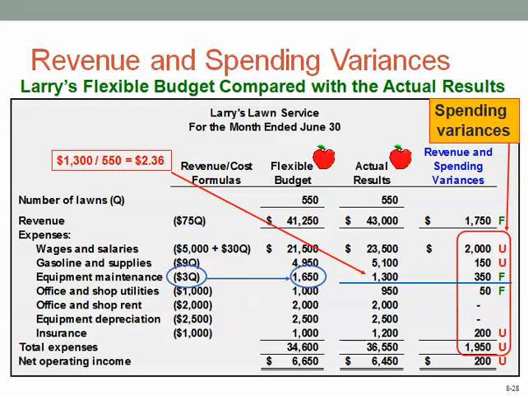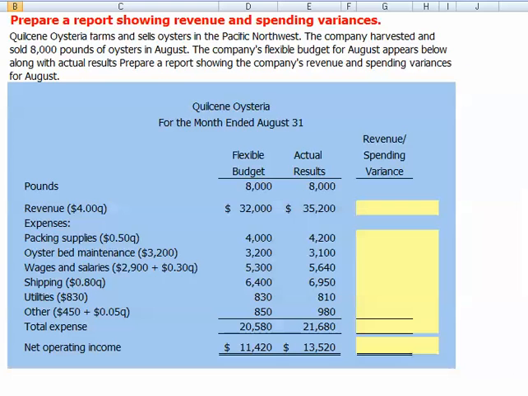Overall, our expense variance was unfavorable. Our actual expenses of $36,550 were higher than our flexible budget amount of $34,600. In terms of net operating income, we had a $200 unfavorable variance because our actual net operating income for cutting 550 lawns was lower than we would have anticipated, which should have been $6,650. Let's go ahead now and work through another example and calculate some spending and revenue variances.